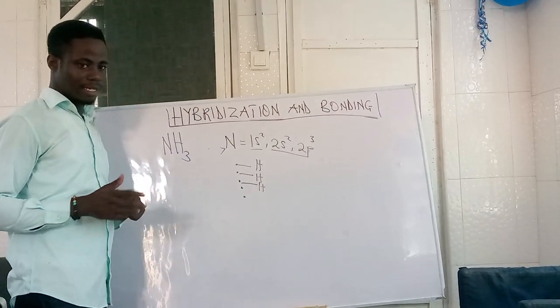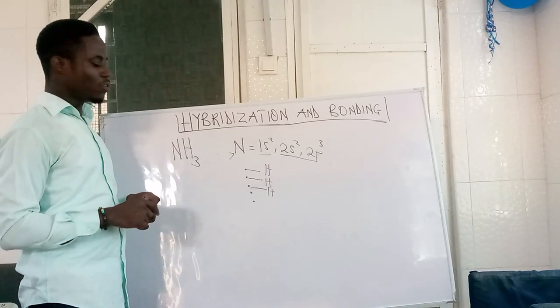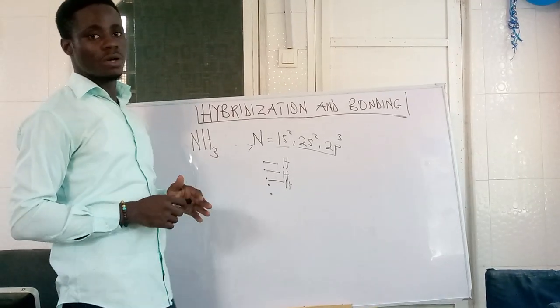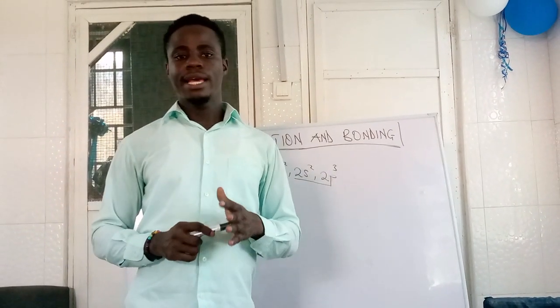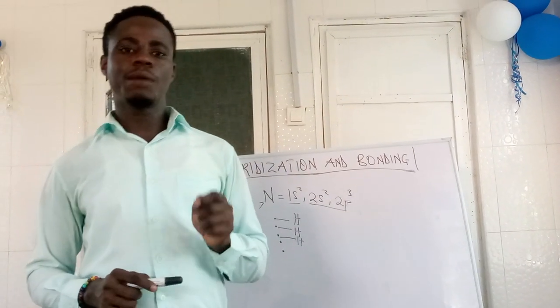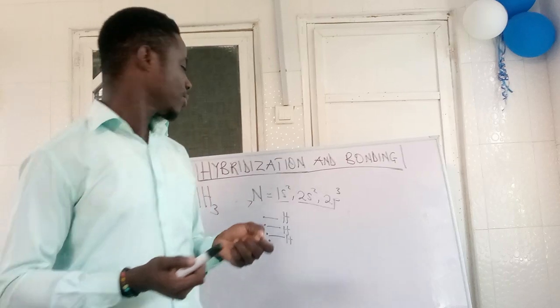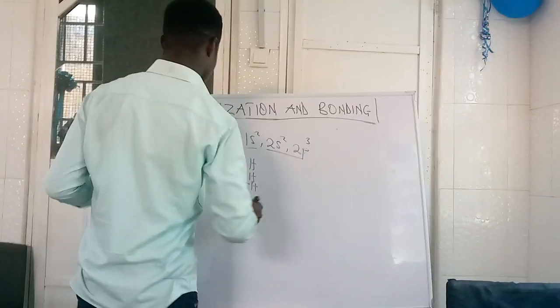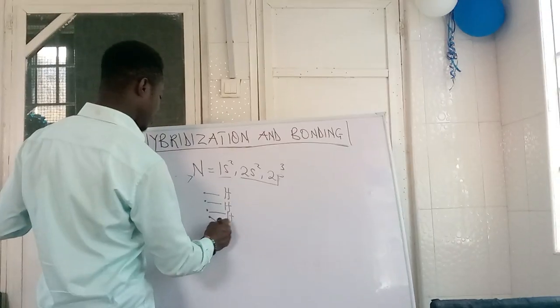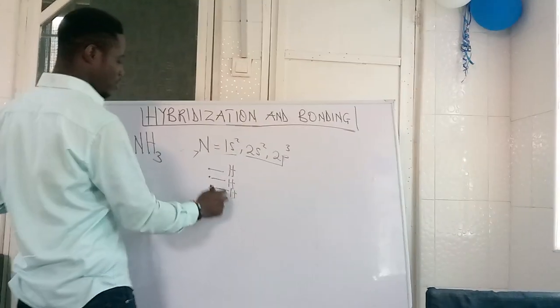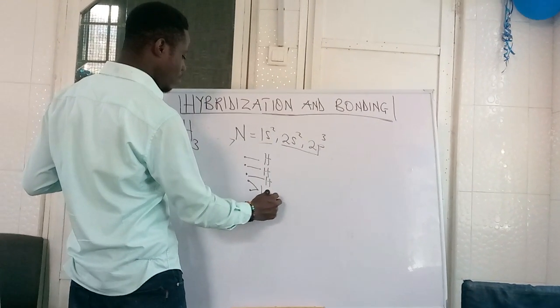And when this is done, we have 2 other electrons there. Those electrons are called non-bonding electrons. Any electron that does not undergo chemical bonding is called a lone pair, and that is what we call a non-bonding electron. So these 2 will form a lone pair.